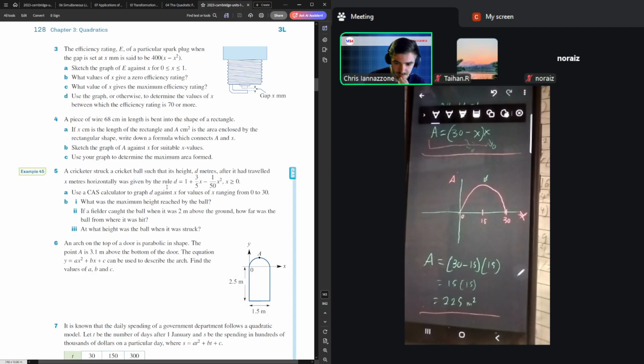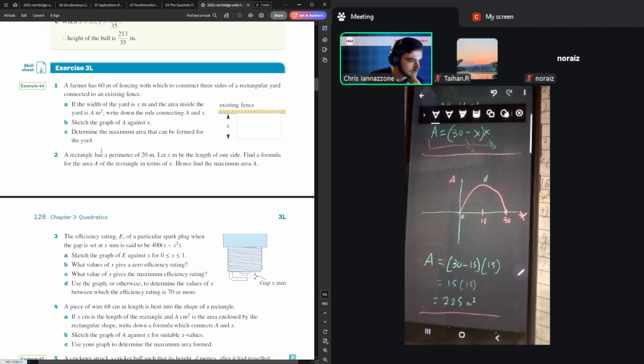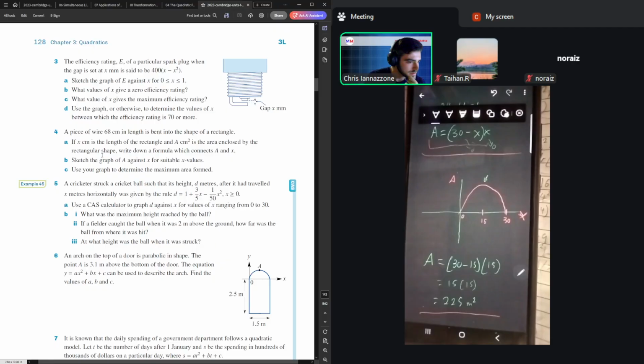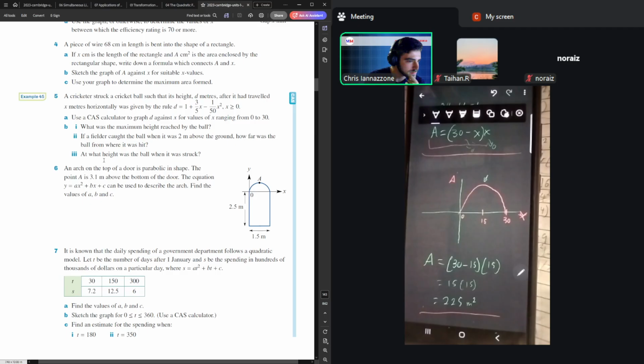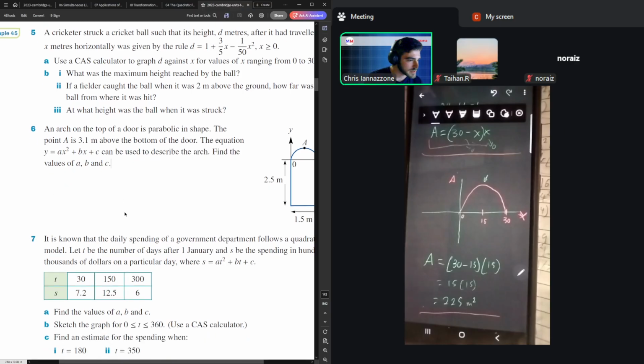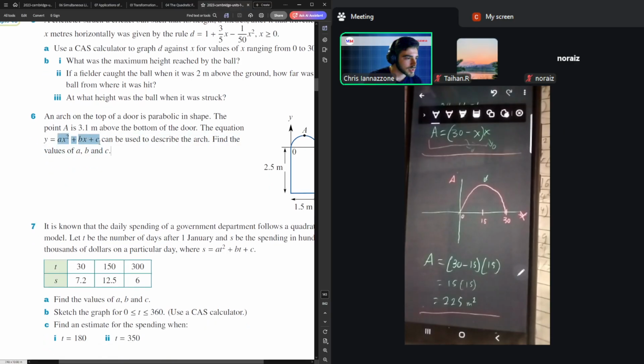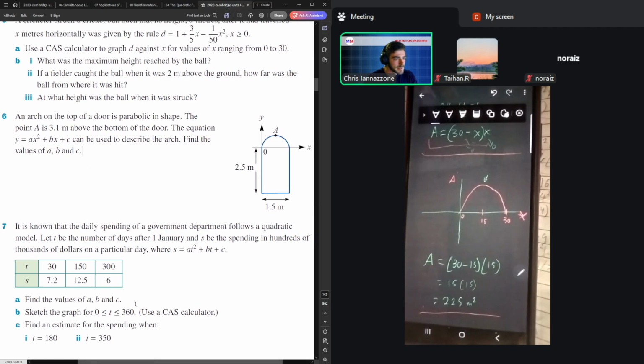Let's see if we can do another one with the time we have left. Maybe a slightly different one. Actually, yeah, here we go. So this is the other kind of equation where you've got fully unknown coefficients in the quadratic, and your goal was to figure out what those coefficients are.